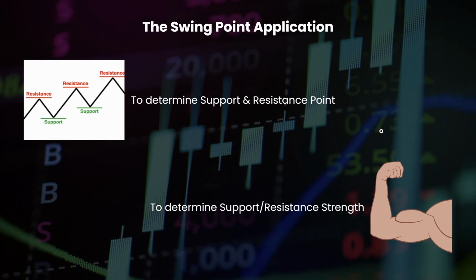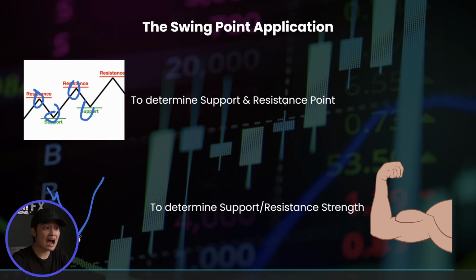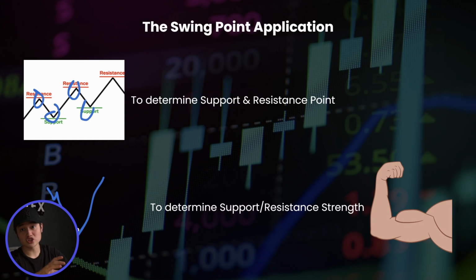The swing point application. The first is to determine support and resistance points. This is support. This is resistance. This is support. This is resistance. This is support. The second one is to determine support or resistance strength. Maybe we have a support looking like this, a very small support, but sometimes we have a support looking like this, a very big support. This is how we can determine the strength, not only based on the structure but also from the swing point application.